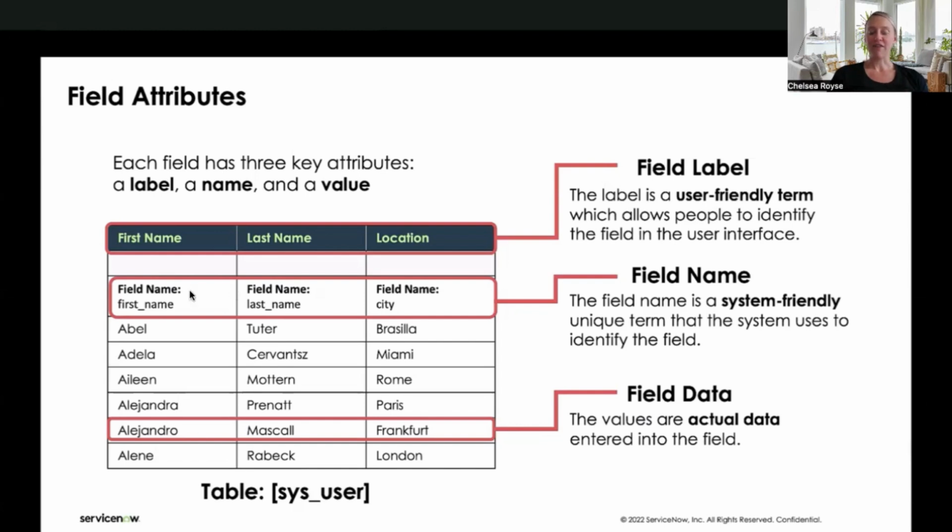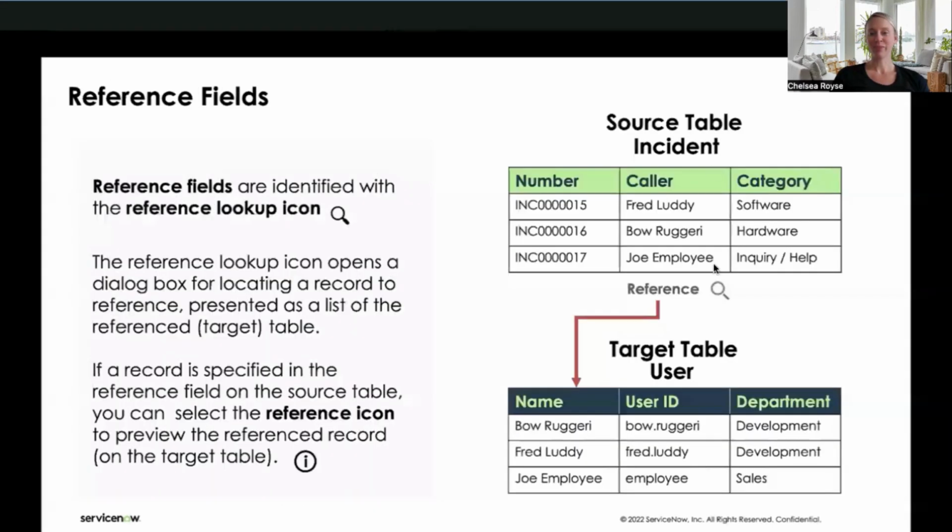And then you have the data. For example, if you want to find the user table in ServiceNow, you can type in sys_user, and that'll take you to the user table in ServiceNow. You can also use the magnifying glass, and that'll give you reference to different data in the table as well.